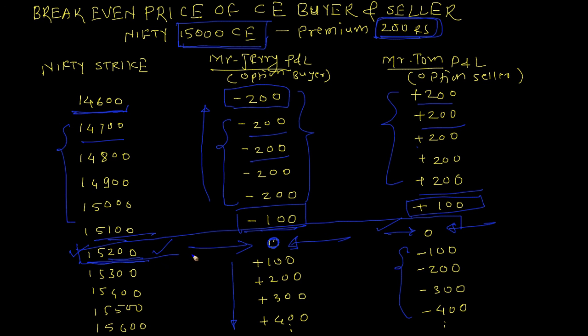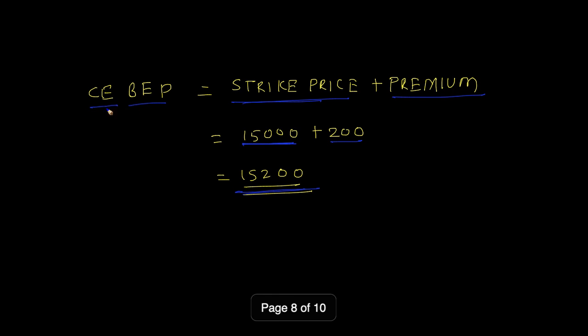So the formula for the break-even price for call option buyer and seller is strike price plus the premium, right? Strike price plus the premium.